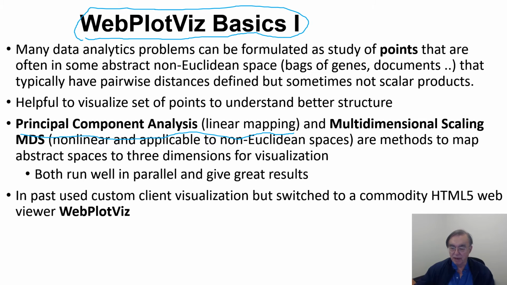And then the method that we use for the data you just saw is so-called MDS, multidimensional scaling, which is a nonlinear transformation, which is a complex optimization problem. They all map abstract spaces to 3 dimensions. They all run well in parallel, and they give, as far as I can see, great results, and more people should use them.